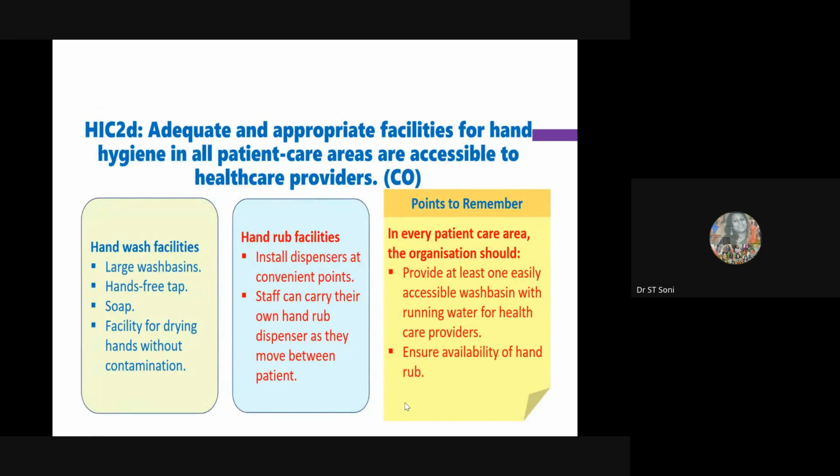Okay, adequate and appropriate facility for hand hygiene, which is very, very important. We need to have the facility: the large wash basin, the hands-free tap, the soap, availability of liquid soap, and facility for drying of hands without contamination, which is very, very important. Otherwise, again, while drying the hand, you contaminate your hands again.